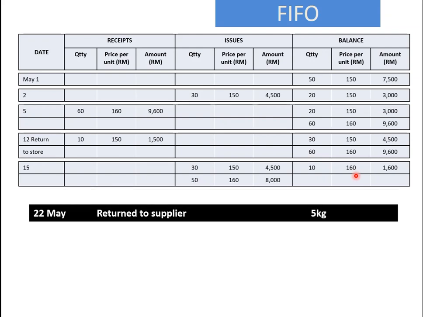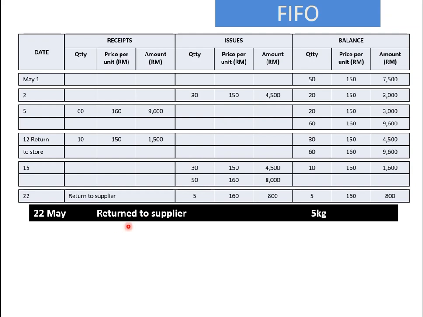Next transaction on 22nd May, return to supplier 5 kg. So return to supplier is the stock out, meaning we have to put in the issue column 5 kg at Rm 160. So the balance is 5 kg at Rm 160, which is 10 minus 5, then we get 5 kg.